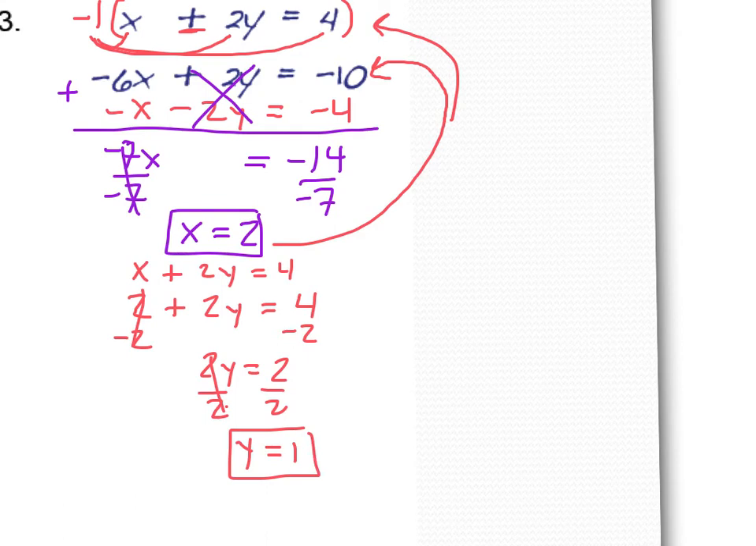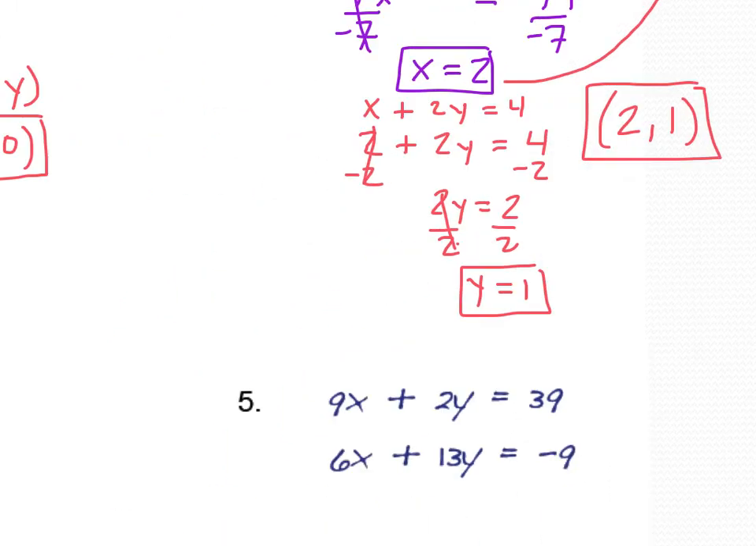And then I express my final answer as a point. I have x = 2, y = 1, so that's going to be the point (2, 1). That is my solution. The key thing in this problem is I had to modify one of the equations, change everything, multiply everything by negative 1 to get it to match up.